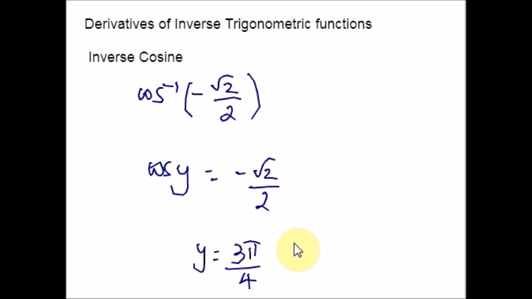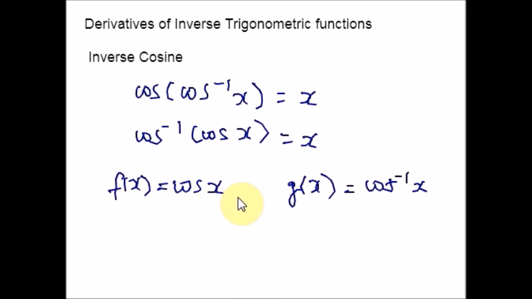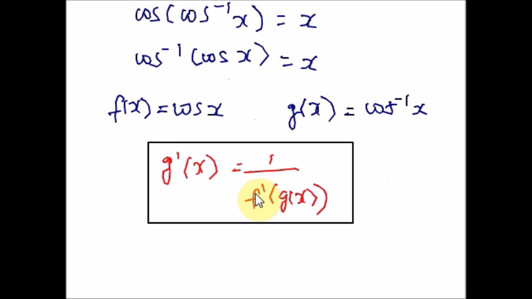Now let us derive the formula for the inverse cosine. The inverse cosine and cosine functions are also inverses of each other, and so we have cos inverse of cos of x equal to x. To find the derivative, we will do the same kind of work that we did with the inverse sine. So if we start with f of x equal to cos x and g of x equal to cos inverse of x, we are going to use the same formula that we used. So g dash of x, by applying this formula, is 1 over negative sine of cos inverse of x.